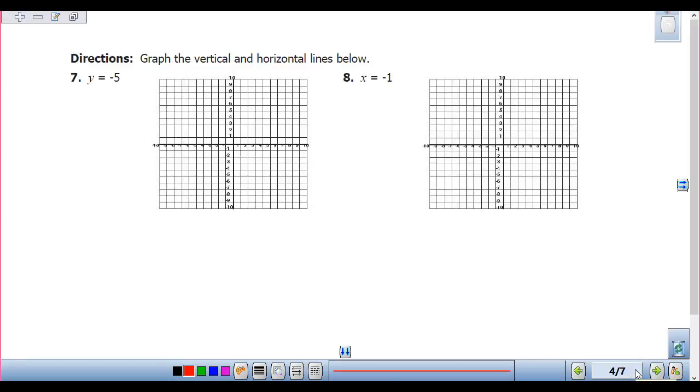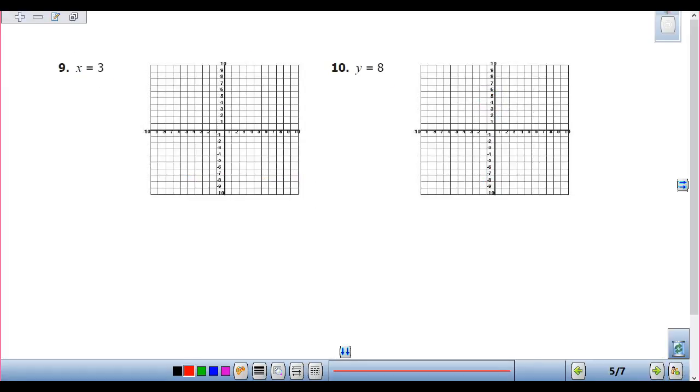Now when we're graphing them, y equals -5. Is it going to be horizontal or vertical? Horizontal. So we're going to go down to -5 and put a point. On the y-axis, y is -5, and then we just draw our horizontal line through. Same thing with 8. I'm finding where x is -1. It's right there. Is it going to be horizontal or vertical? Vertical line. Alright, go ahead and do 9 and 10.